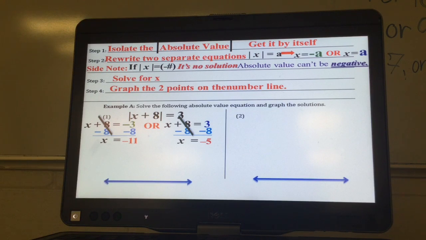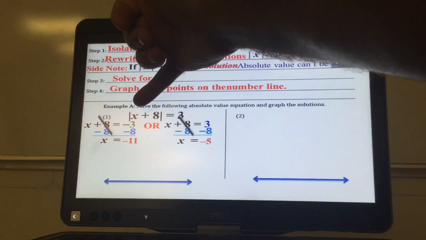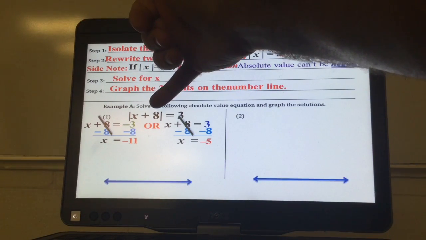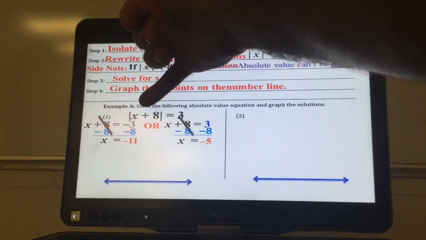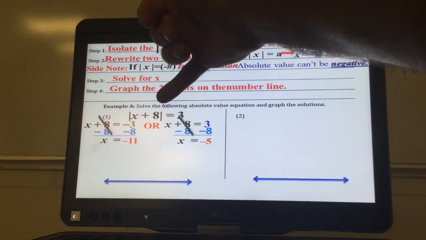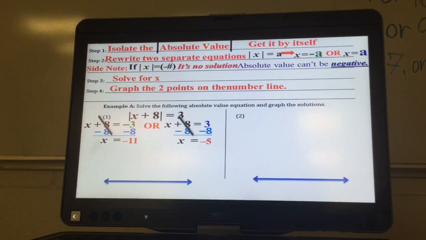If you wanted to make sure, you could plug it back in. If you plugged in the -5 right here, you would have -5 plus 8, that's 3. Absolute value of 3 is 3. If you put -11 here, -11 plus 8 is -3, and the absolute value of -3 is also 3. So that's if you wanted to check it.